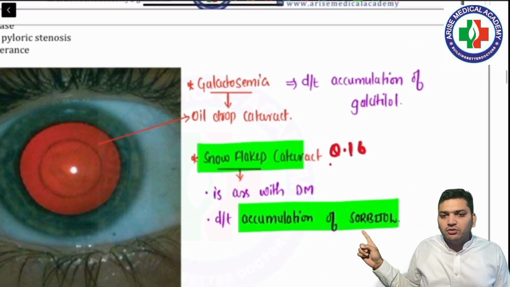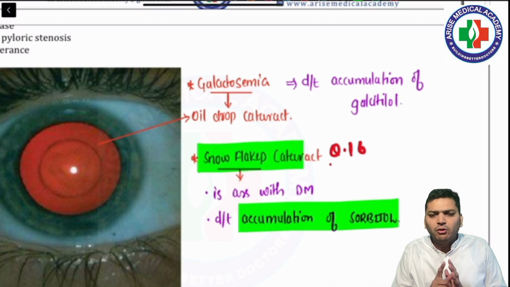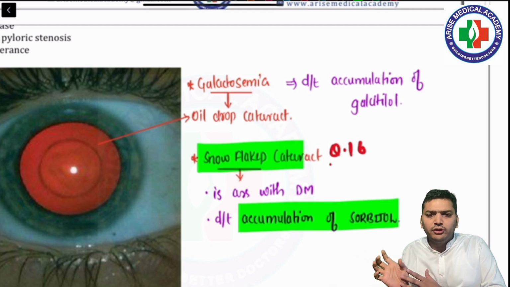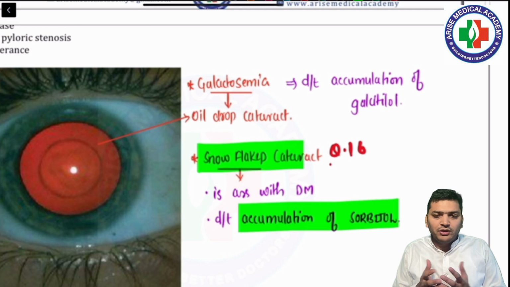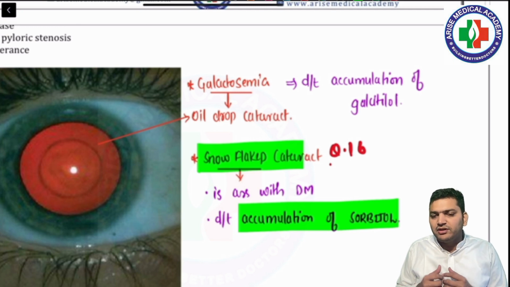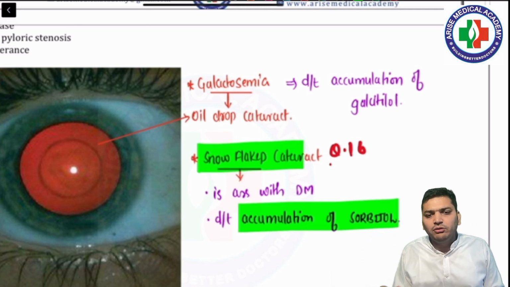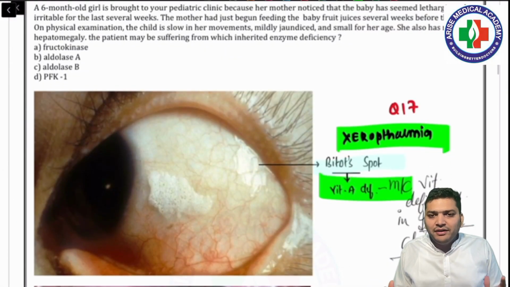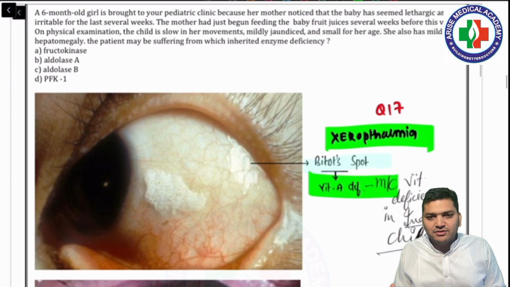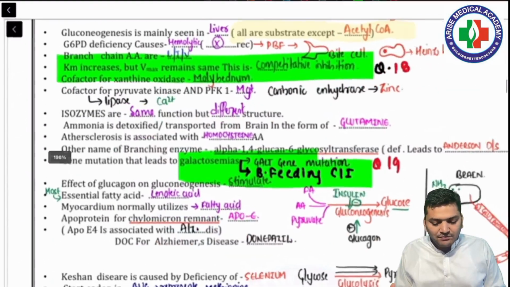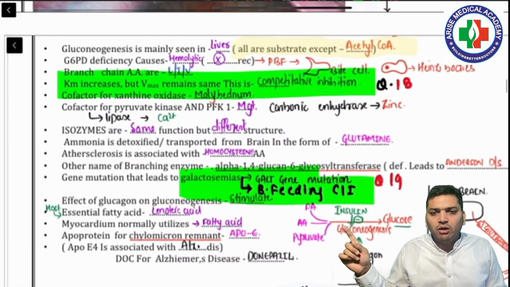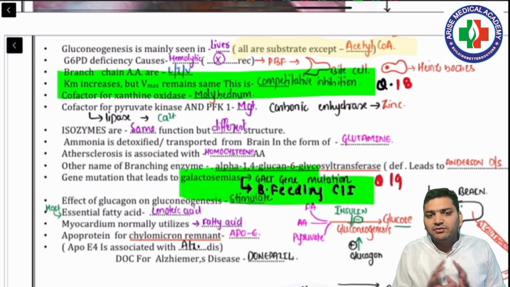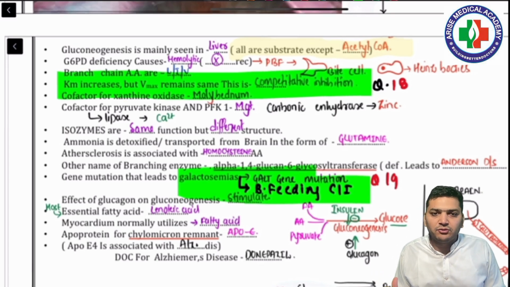It is due to accumulation of sorbitol. Along with that, they have given one more molecule. You were not able to get the correct reference for that, but because of the sorbitol, we were able to get the answer. Xerophthalmia is due to vitamin A deficiency. Then there was a question on breastfeeding: breastfeeding is absolutely contraindicated in which condition? It is contraindicated in galactosemia.